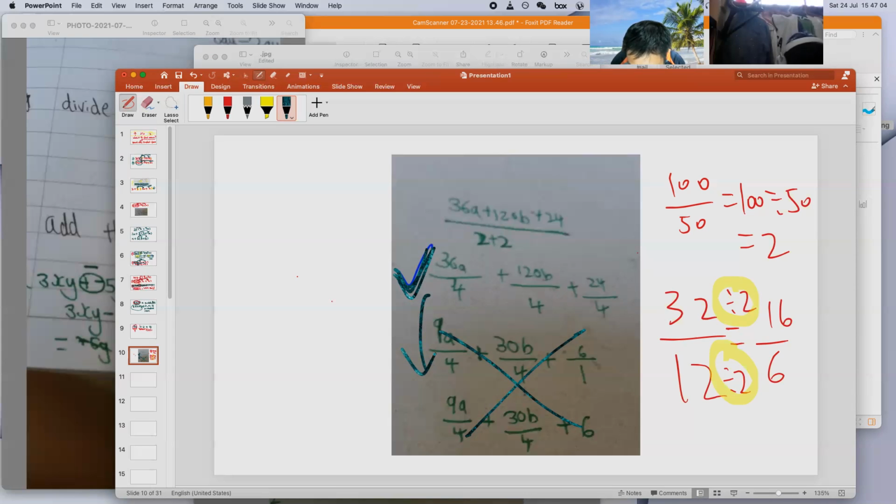That's why I say you must show every step. If you don't show every step, it's very easy for you to make mistakes. If you don't show every step.